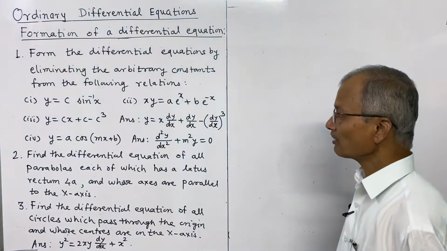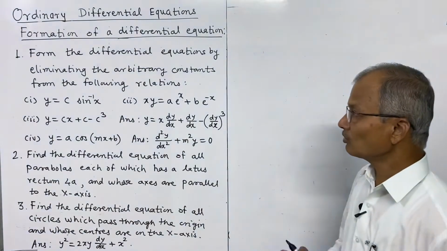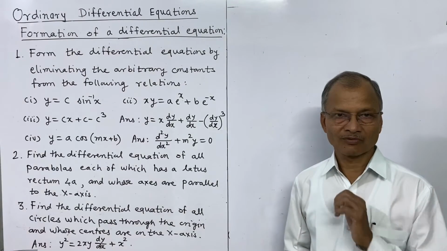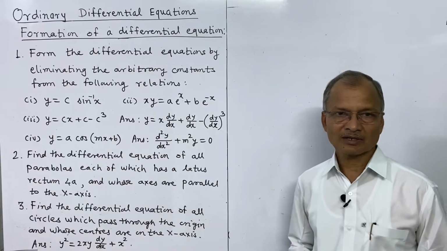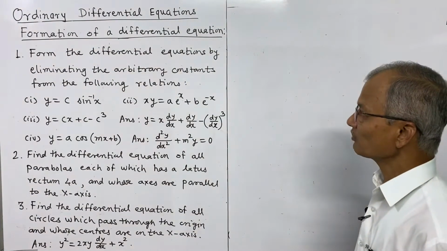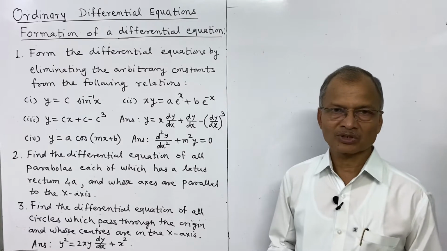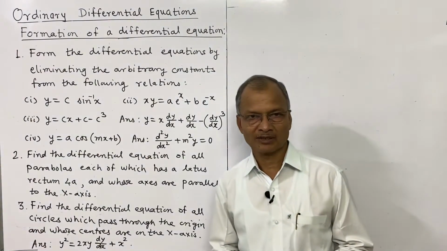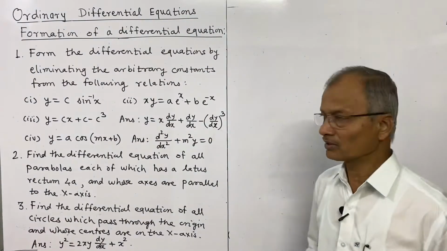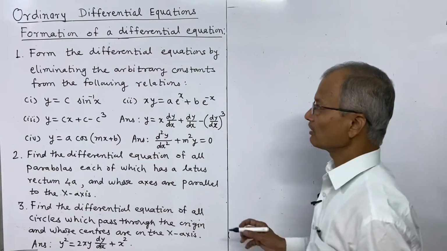So that depends on the number of arbitrary constants. One is formation of differential equation, which we have to study first, then we shall study solution of differential equation. These will be opposite or inverse processes of each other. To form a differential equation, we have to differentiate the relation, and to solve a differential equation, we have to integrate. So here I have written some problems. We shall solve these one by one.